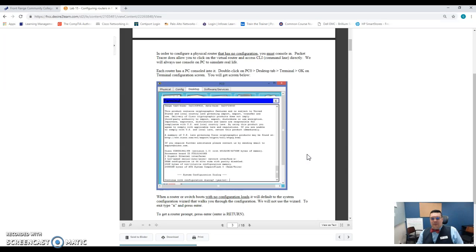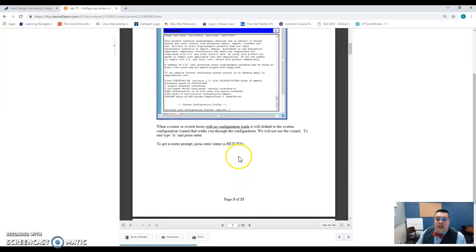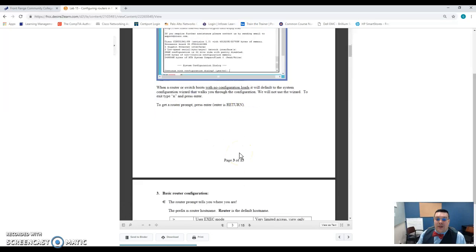But realize that when you look at every device, it's going to have these tabs here across the top. Those are only for you to troubleshoot, not to actually configure the machine through. In a real life situation, there will not be these tabs here. It will just be straight terminal and then entering the commands. So when you get this box right here, continue with configuration dialog, you can click no, and that gets you to the next screen.